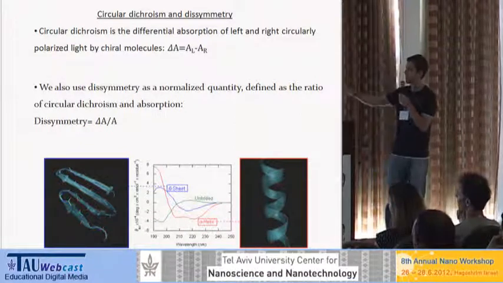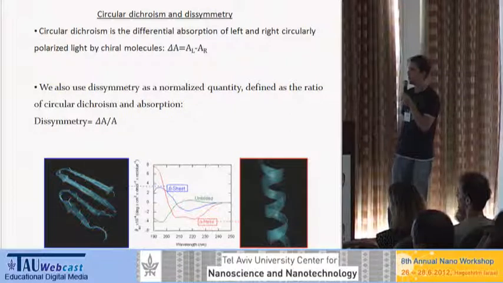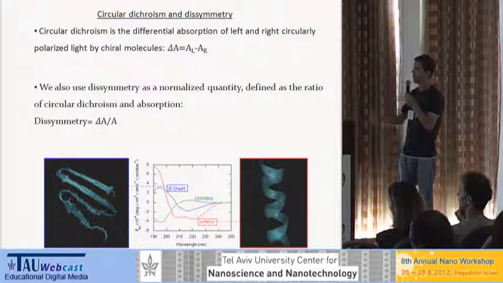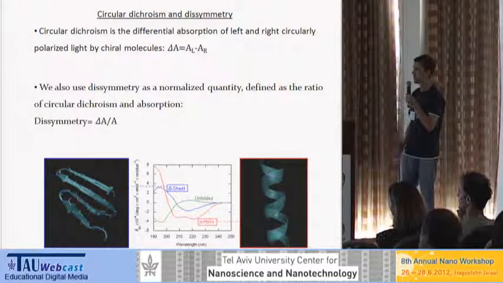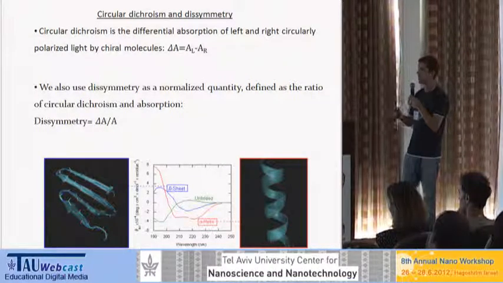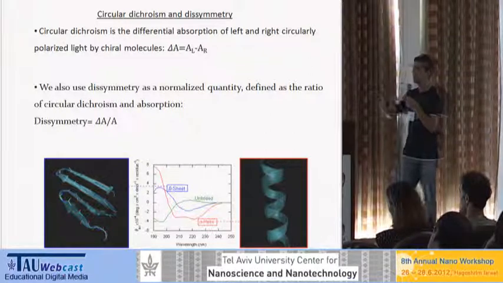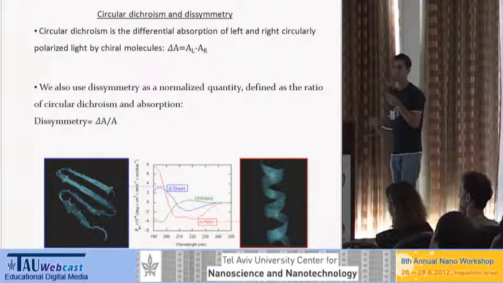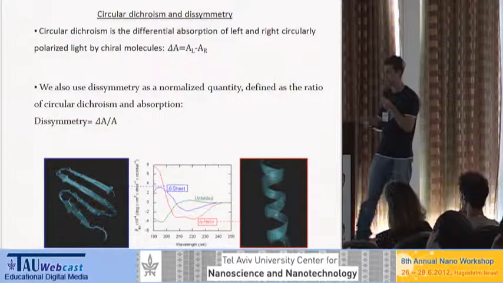At the bottom is a typical circular dichroism spectrum of different conformers of proteins. There are two features to look at in a typical spectrum. One is the magnitude of the effect, and the second is the polarity of the sign. It's either below or above 0, standing for stronger absorption of the left or the right circularly polarized light.